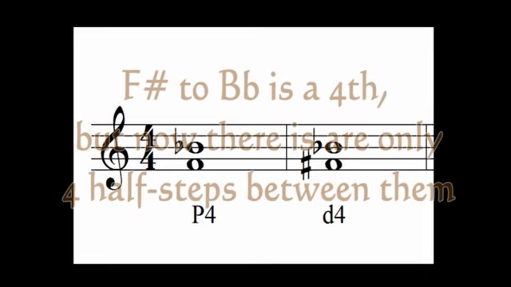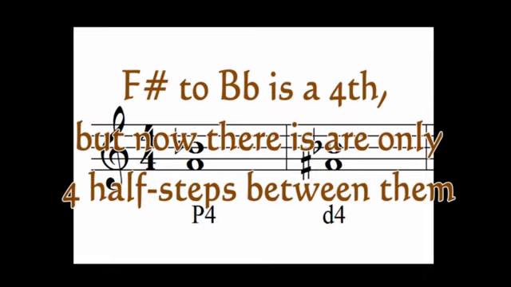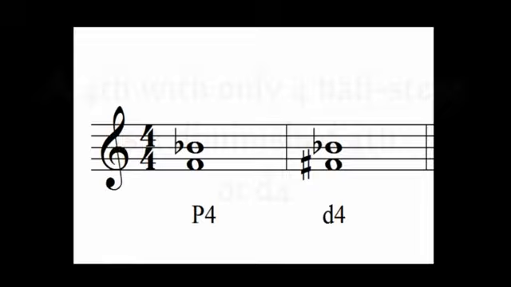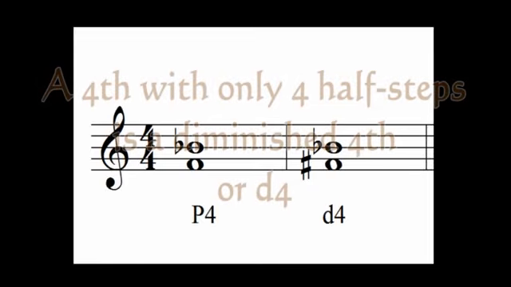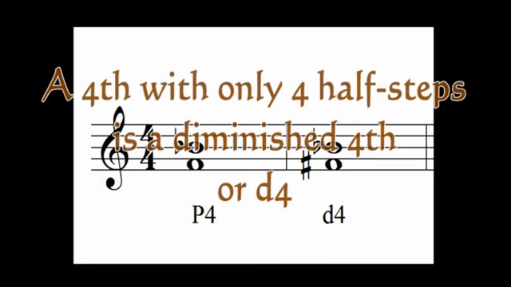F sharp to B flat is still a fourth, but now there are only 4 half steps between them. And since there are only 4 half steps between them, we're going to call this a diminished fourth. Please note that when we abbreviate a diminished fourth, we use a lowercase d. When we use perfect fourth, we use an uppercase P. You'll understand this as we go along.